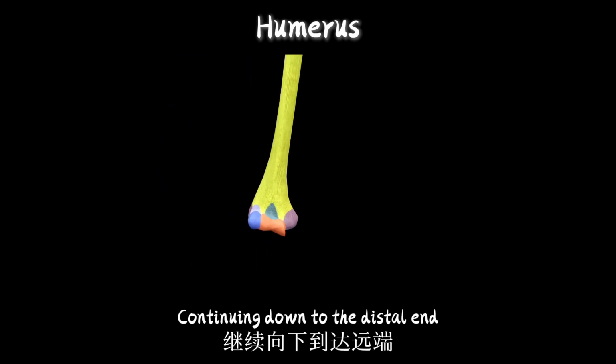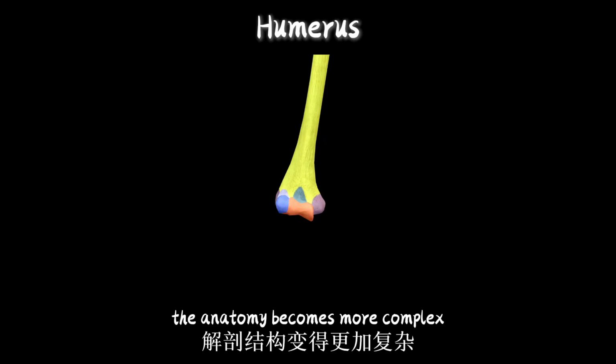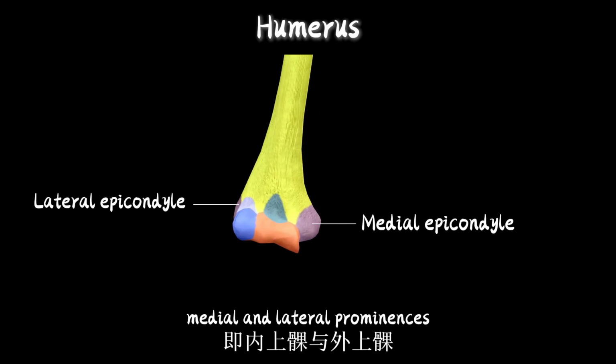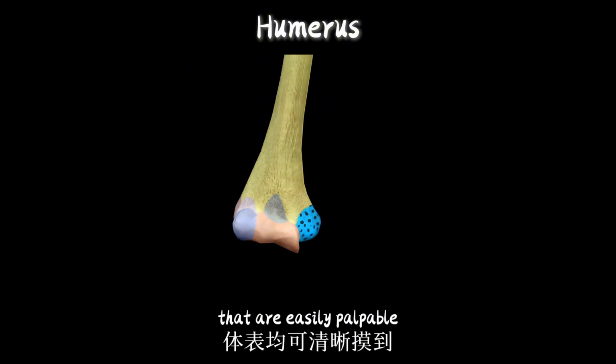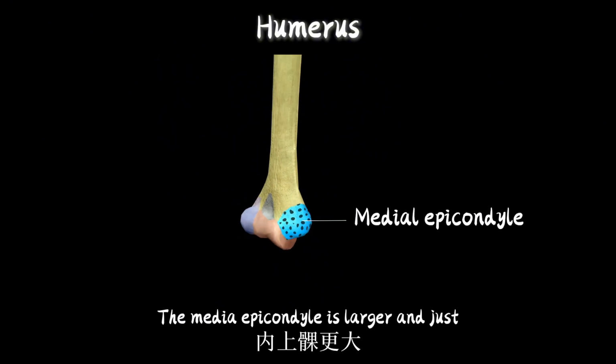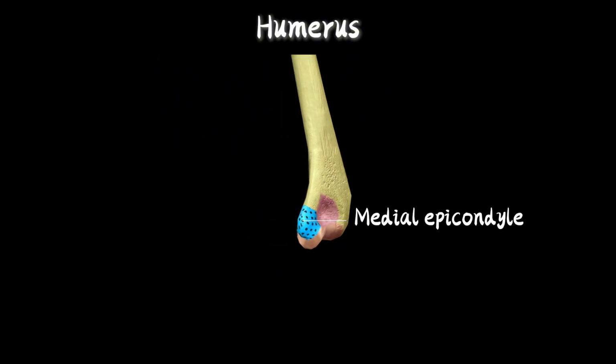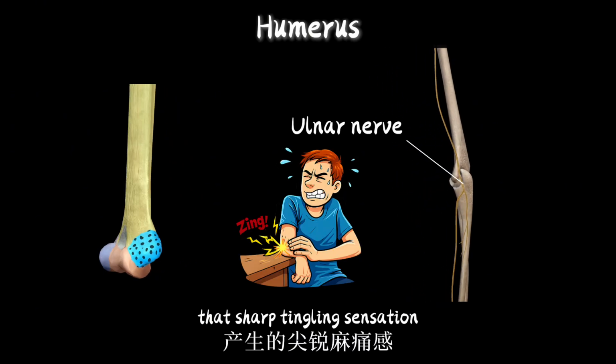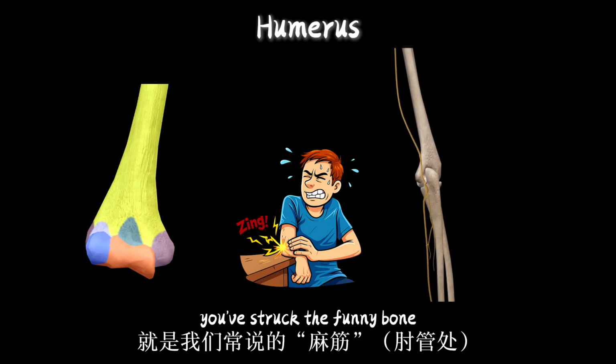Continuing down to the distal end, the anatomy becomes more complex. On either side are the epicondyles, medial and lateral prominences that are easily palpable. The medial epicondyle is larger, and just behind it runs the ulnar nerve. When you hit this area and feel that sharp tingling sensation, you've struck the funny bone.